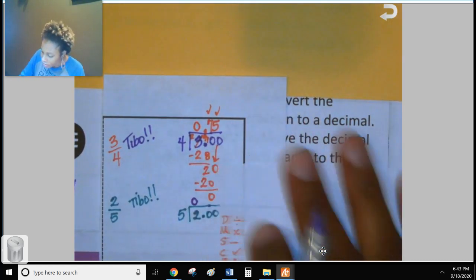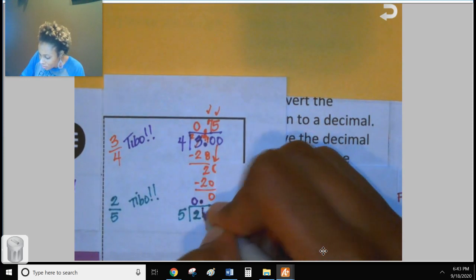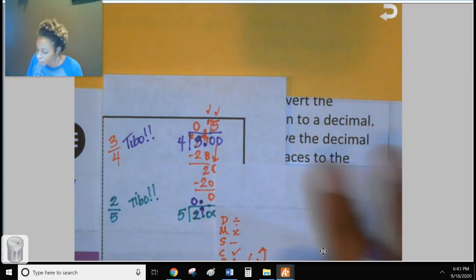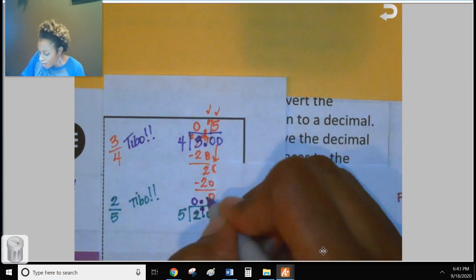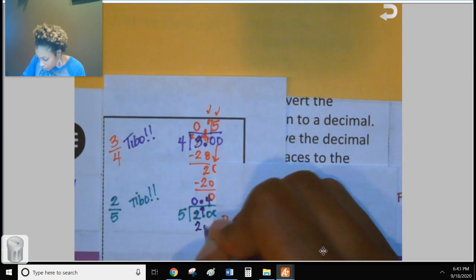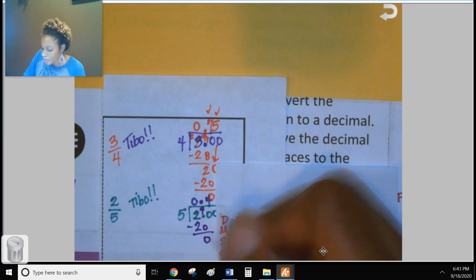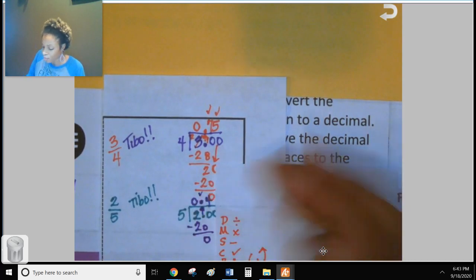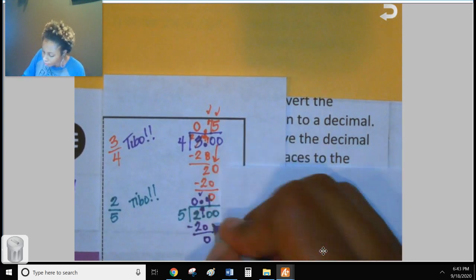Slide my paper over. Again, bring up that decimal. Stop being like Miss Jackson. Bring up the decimal. I'm totally forgetting. 4 times 5 will give me 20. I subtract. I get 0. Is 0 less than 5? Check off my 4. Slide my paper over.